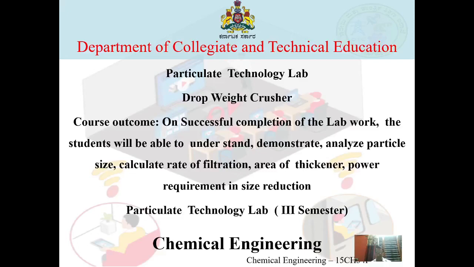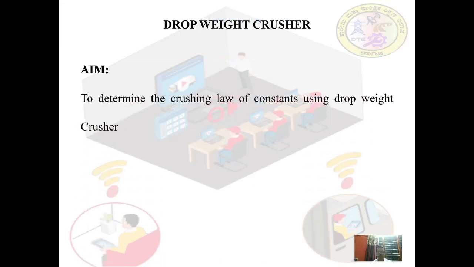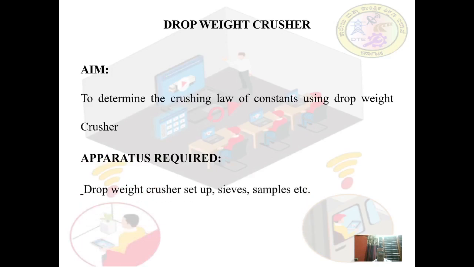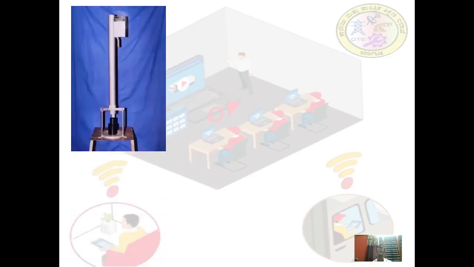Today, we are going to conduct an experiment on drop weight crusher. The aim of the experiment is to determine the crushing law constants using drop weight crusher. The apparatus required are drop weight crusher setup, sieve set, sample, and these are the equipment required.